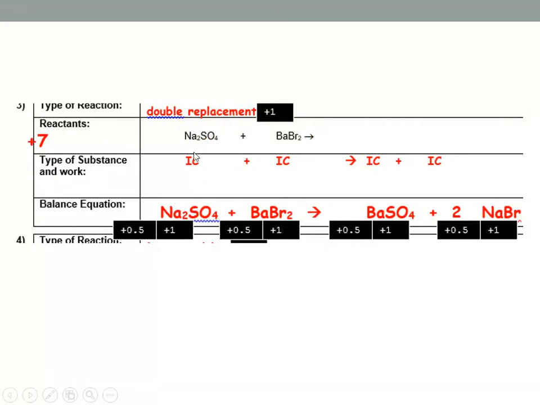It would definitely help to put the ions. So you should have Na plus, SO4 2 minus here, Ba2 plus, Br1 minus. So then you switch the positive ions. So you have Ba2 plus here with SO4 2 minus, Na1 plus, and Br1 minus. So you get Na2SO4 plus BaBr2. Half point for them each being 1, and then BaSO4 plus 2 NaBr.